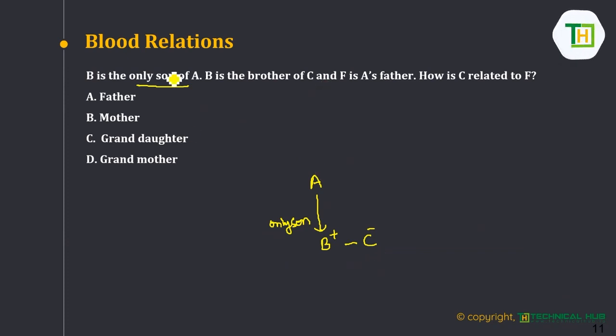And F is A's father. So F is A's father. A is here. F is male, taken as plus. So this is the relation. So how is C related to F? F's son's daughter means granddaughter. F's son is A, so A's daughter, a son's daughter, means granddaughter. So finally the answer is granddaughter. Given the options, option C is the correct answer.